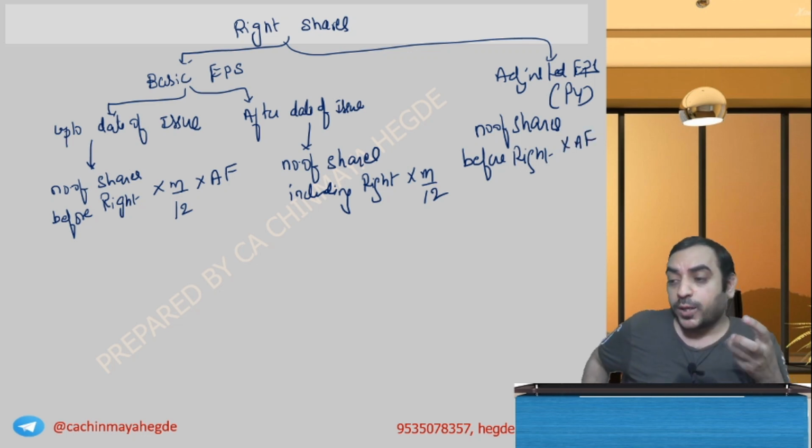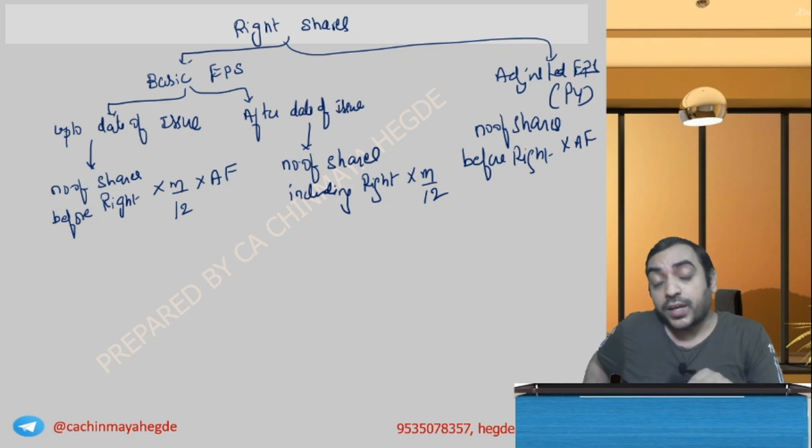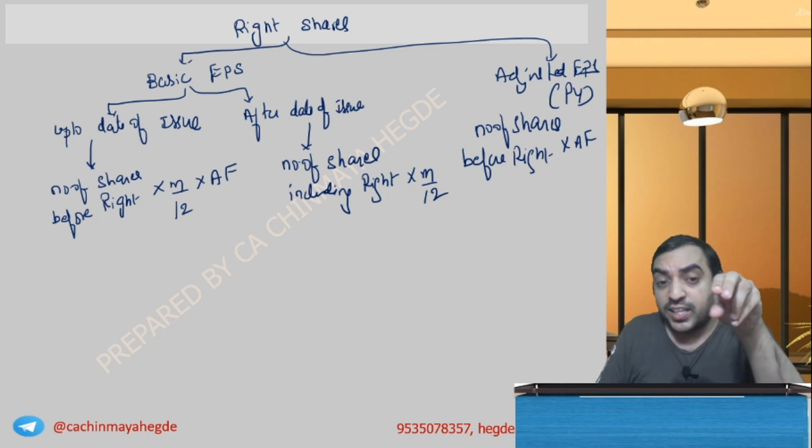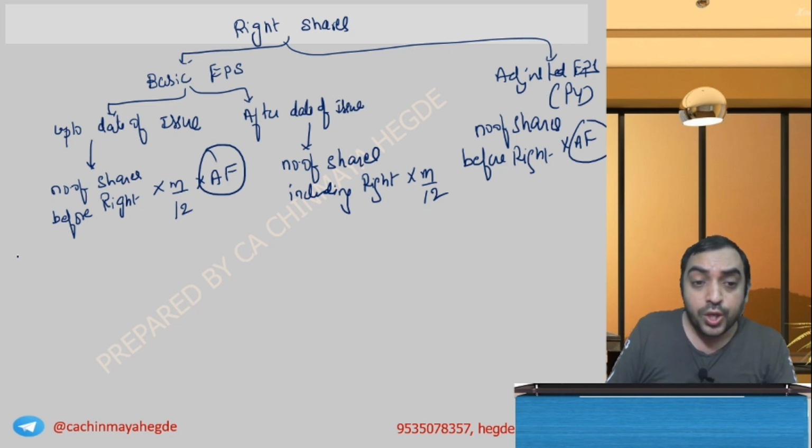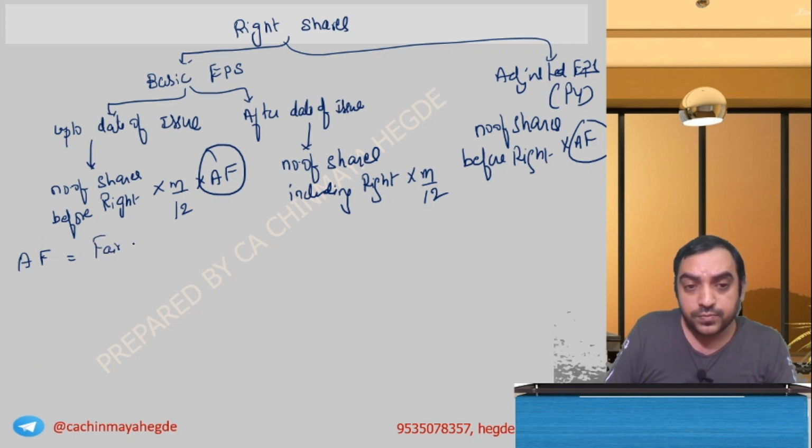Basically, right shares means what? Shares issued to existing shareholders at a concessional price. In the concessional price, there will be a free element, there will be a bonus element. That bonus element is what adjusting factor is all about. Let me give an example. What is adjusting factor? Adjusting factor is calculated by fair value of share before right divided by theoretical ex-right price, basically fair value after right.